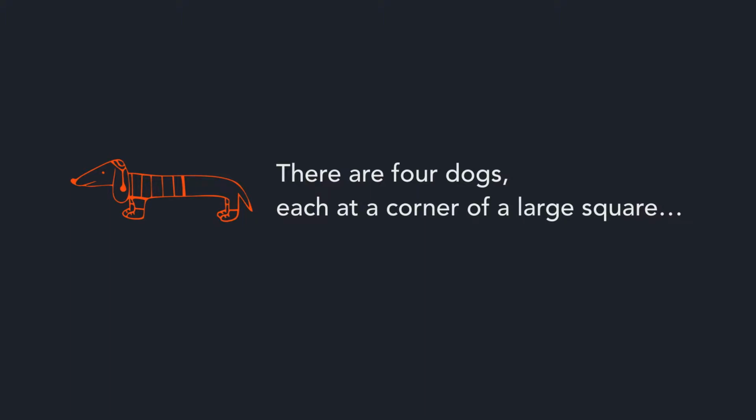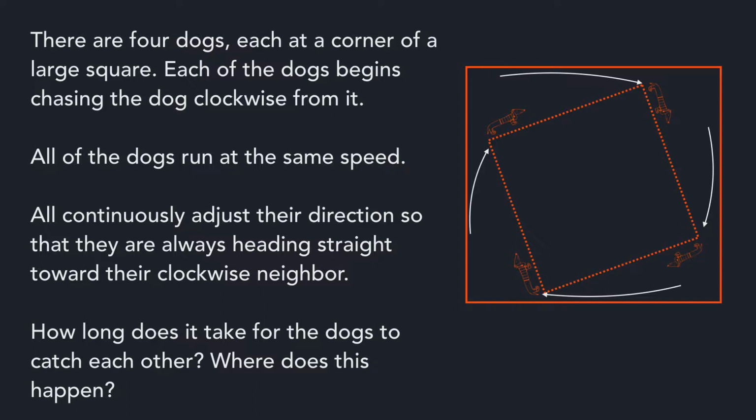There are four dogs, each at the corner of a large square. Each of the dogs begins chasing the dog clockwise from it. All of the dogs run at the same speed. All continuously adjust their direction so that they are always heading straight toward their clockwise neighbor.